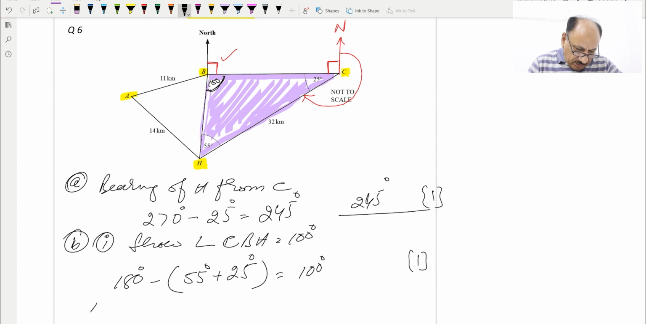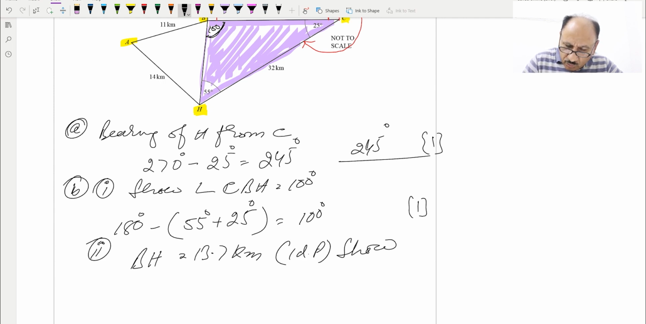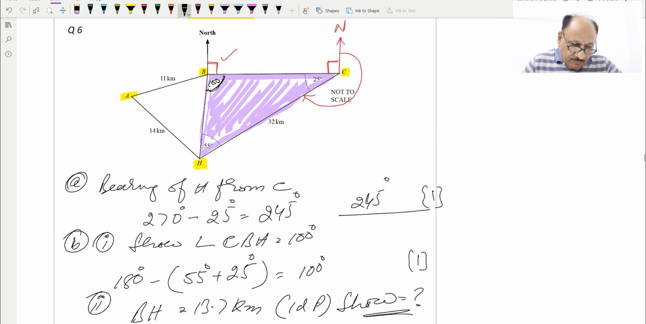Now for B2, B part II is show that BH is equal to 13.7 kilometers correct to 1 dp. This one we have to show. So if we check, BH is this side. So we can consider again BHC triangle or BCH triangle.